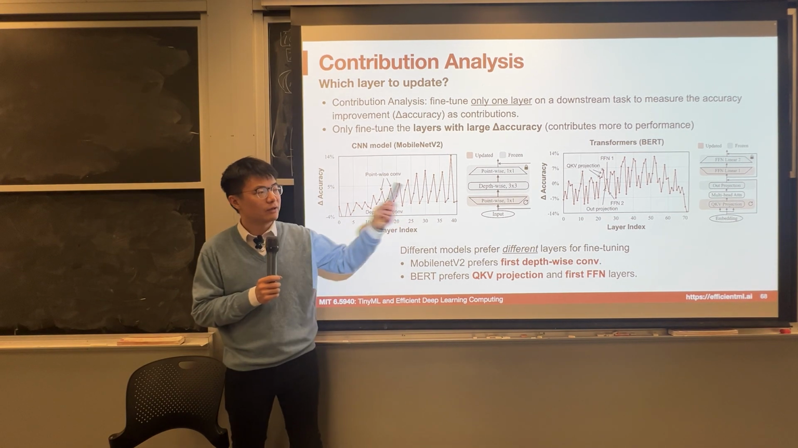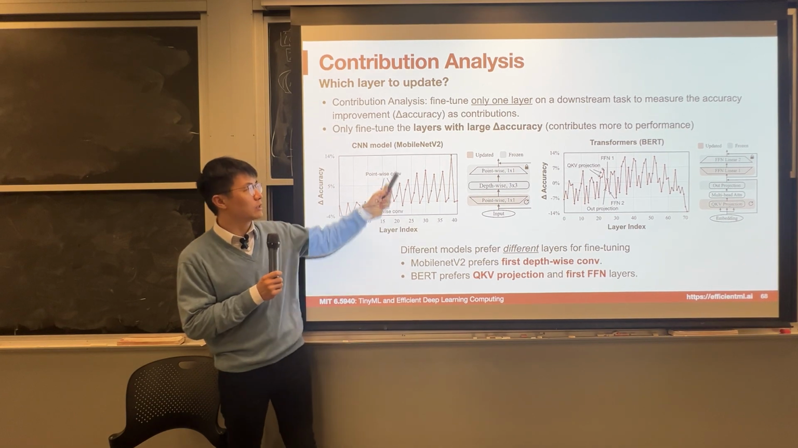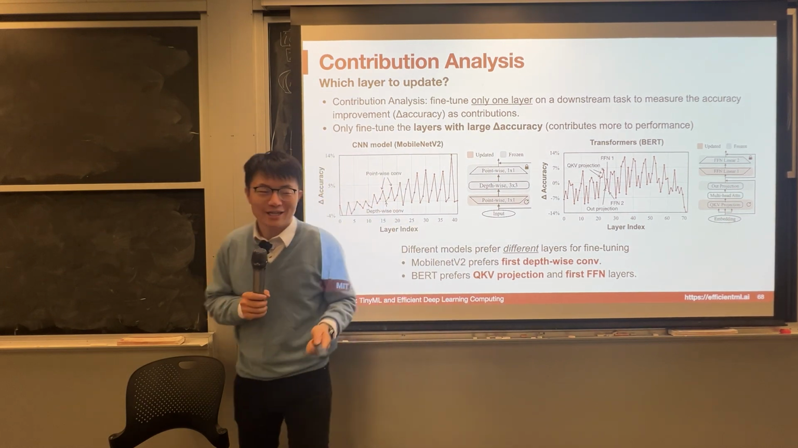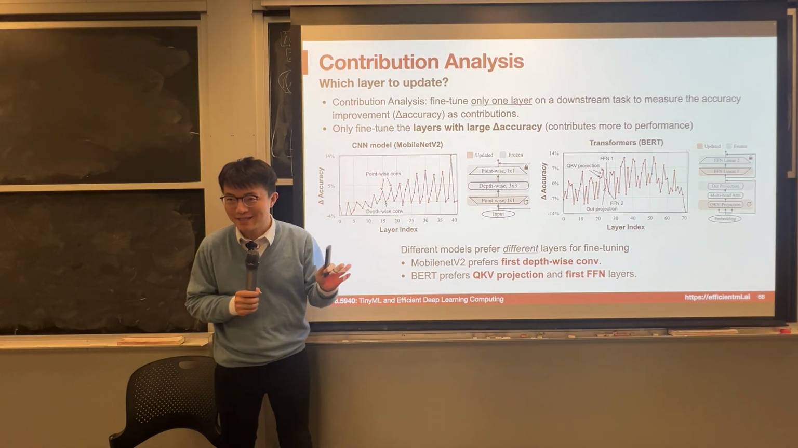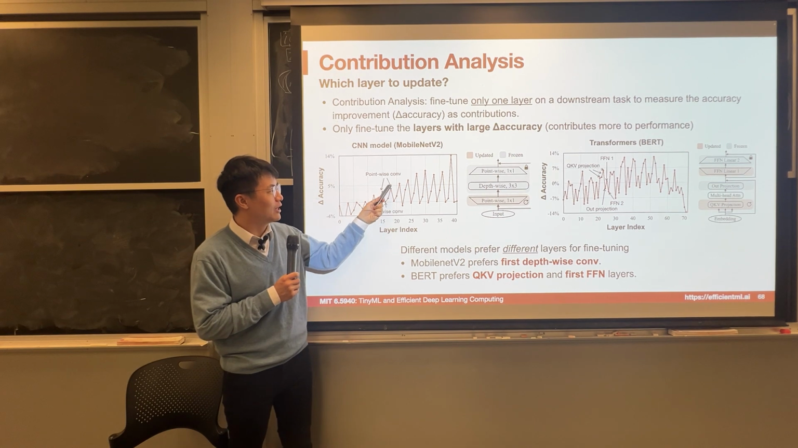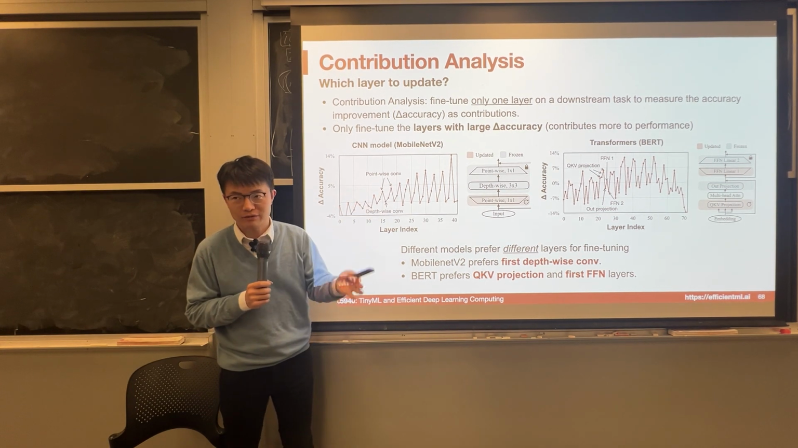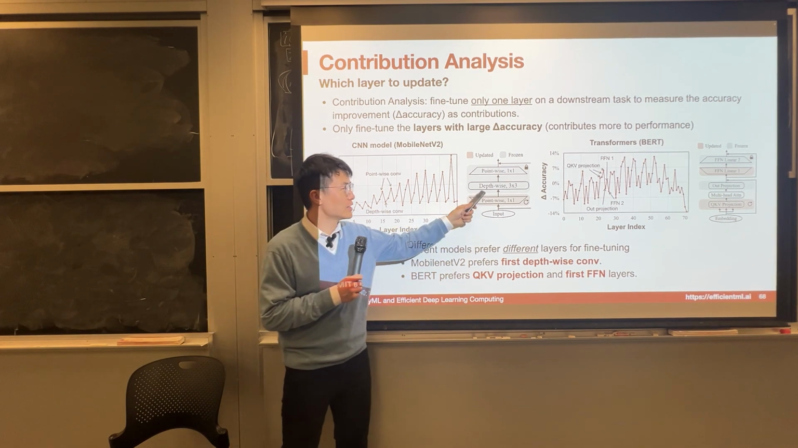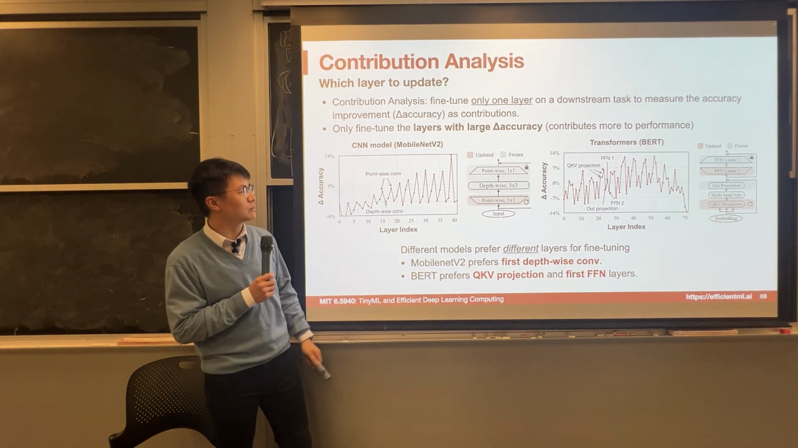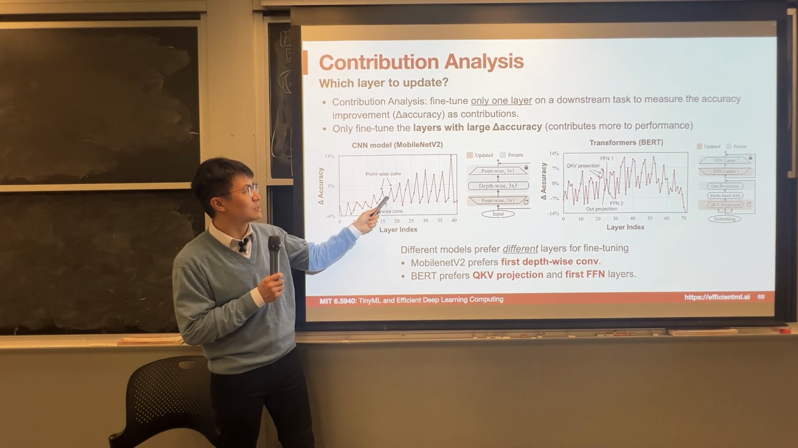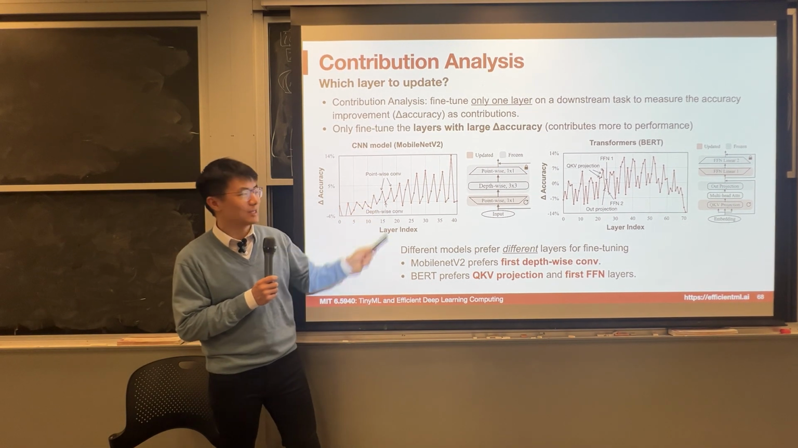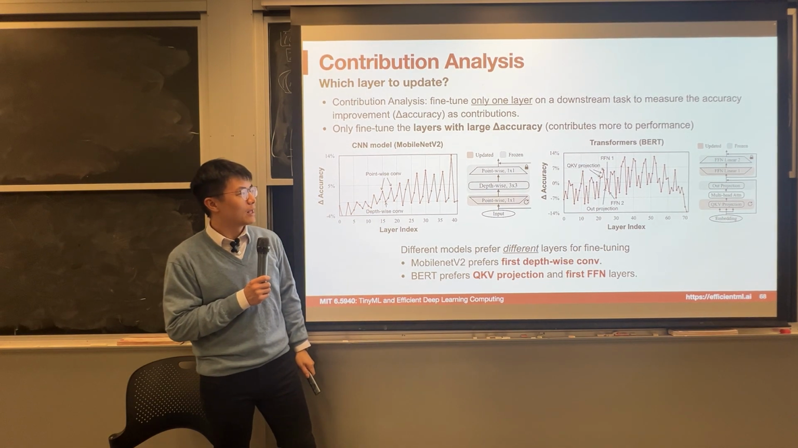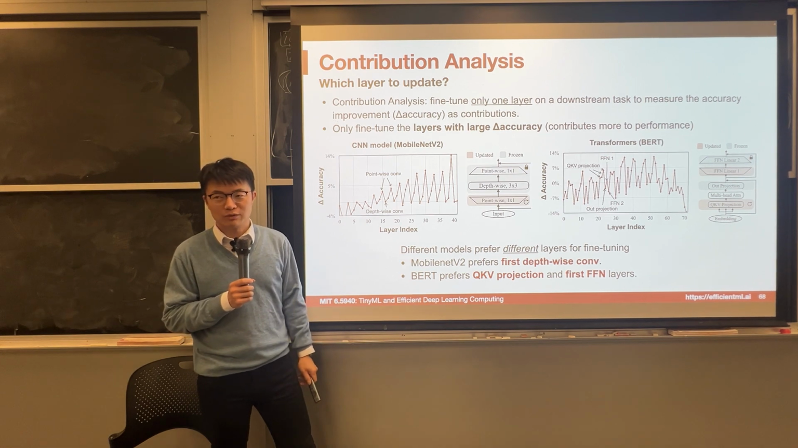So we plotted very typical layers, one in MobileNet v2, the other in BERT. Very interestingly, we observed a very regular zigzag pattern. Low, low, high, low, low, high. Every period of 3 layers. Why is that the case? Because you have the pointwise, depthwise, pointwise. So here actually pointwise, depthwise, pointwise, and then pointwise, depthwise, pointwise. Very interesting pattern. So which layer should we fine-tune? Which one should we not?